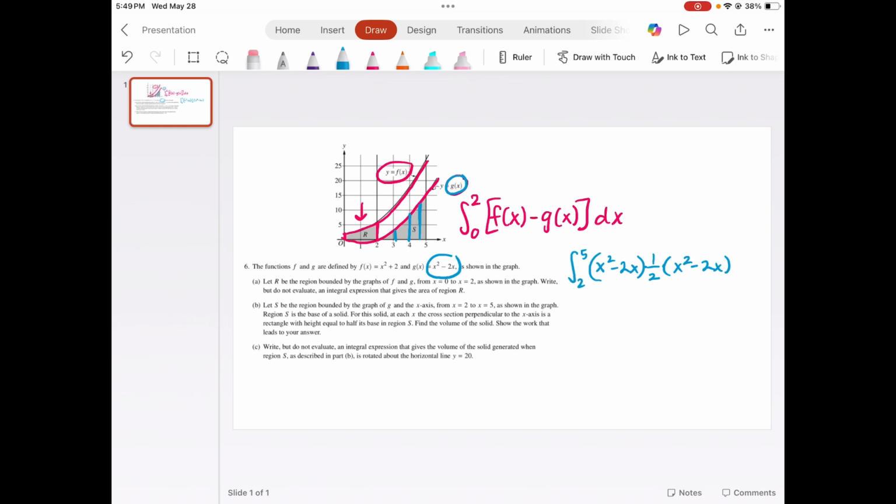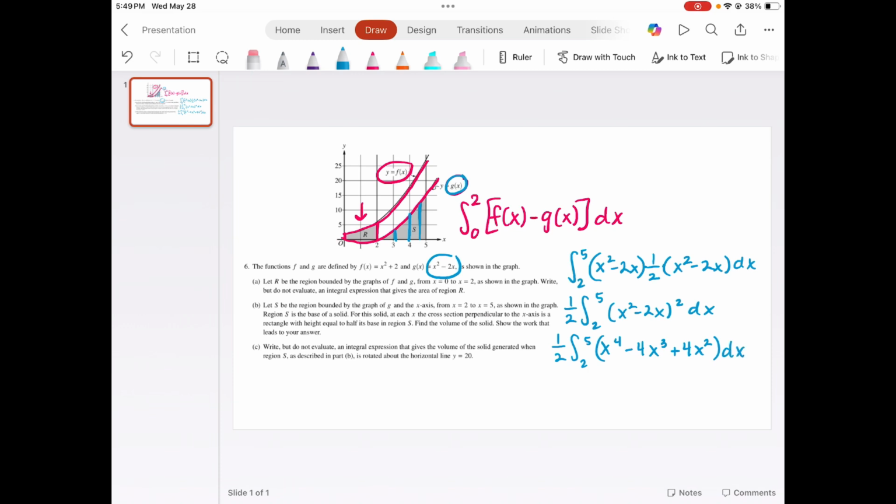So I'm going to go ahead and actually pull out the 1/2 just to make it a little bit easier. And then I'm going to write this x squared minus 2x squared because I technically have two of those, and I guess I should have a dx beside that. Now I'm going to go ahead and square this. So I'll have 1/2 times the integral from 2 to 5 of x to the 4th minus 4x to the 3rd plus 4x squared dx. And now I'm going to have to integrate this.